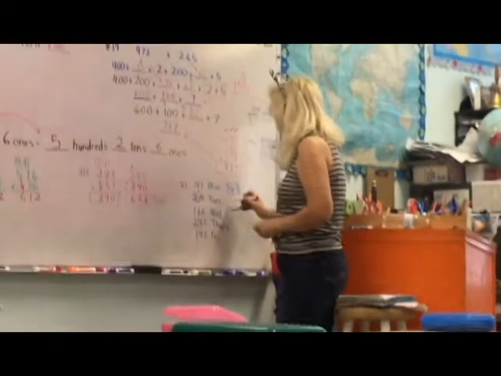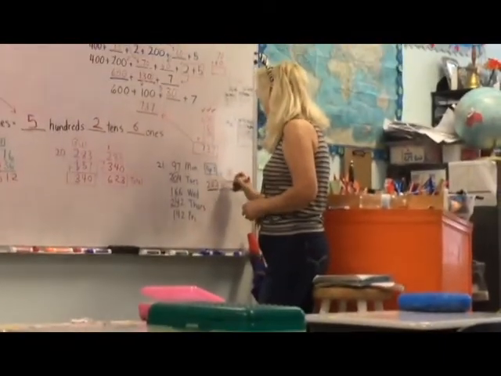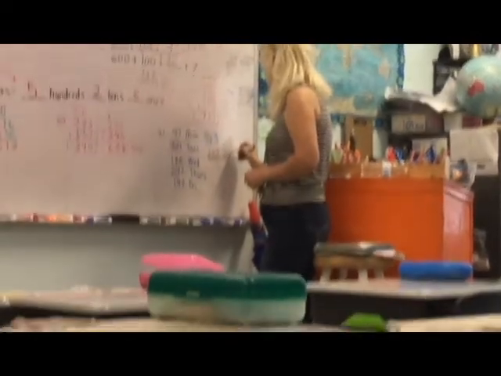But since we don't know because the 2 is the same, we look at the second number. And the second number is 0 and 4. Which one is bigger? You're right, it's 4. So the first number will be 242, and the next number will be 204.